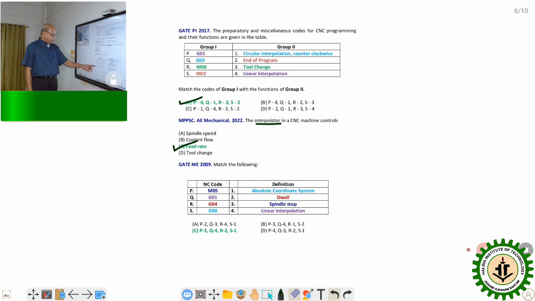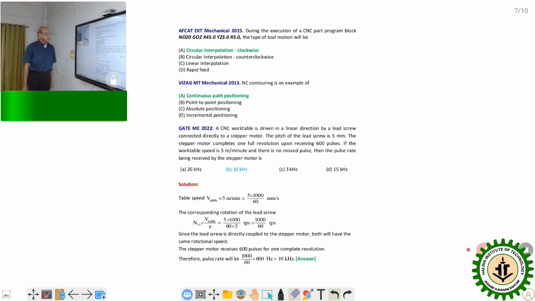Another column matching. So M05 is the spindle stop, G04 is the dwell, and G90, which I was discussing a little bit before, is the absolute mode of programming. So G90 will match with the absolute coordinate system, and G01 is the linear interpolation. So the correct option will be C. With a little bit of understanding, you will be able to attempt those questions correctly.